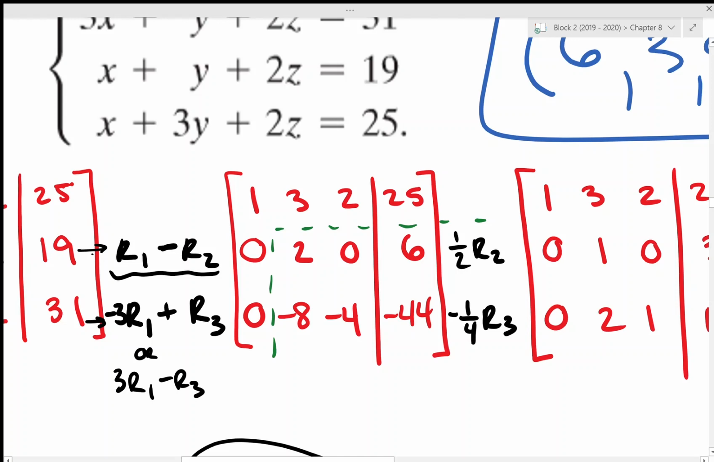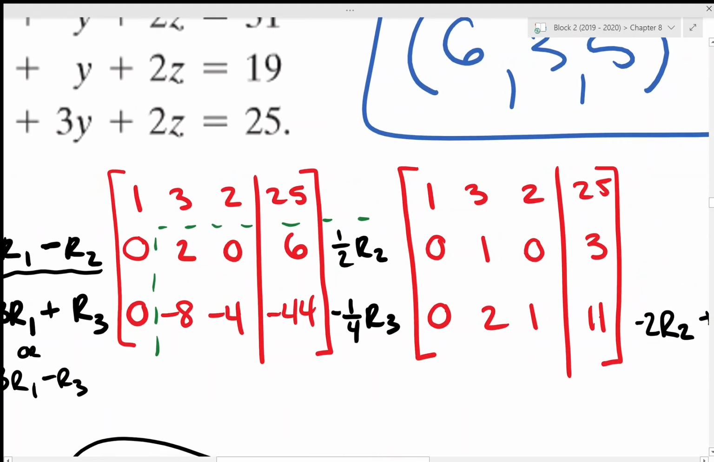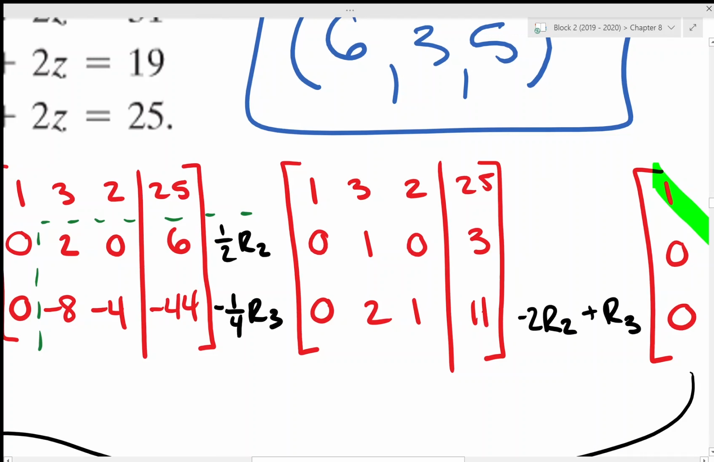What I'm going to do is multiply the second row by 1/2, and multiply the third row by -1/4. So my second row now becomes 0, 1, 0, 3, and my third row becomes 0, 2, 1, 11. You don't have to do this, but again, if it's going to make things easier, do it.